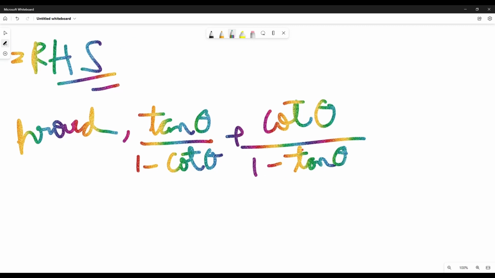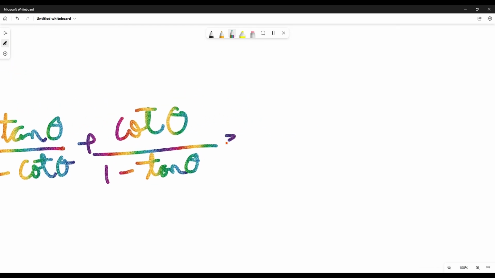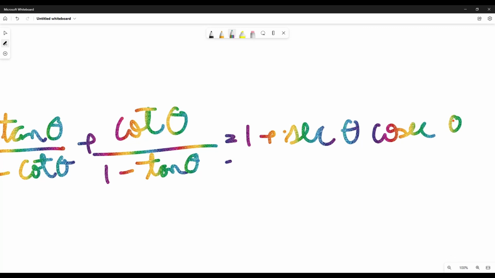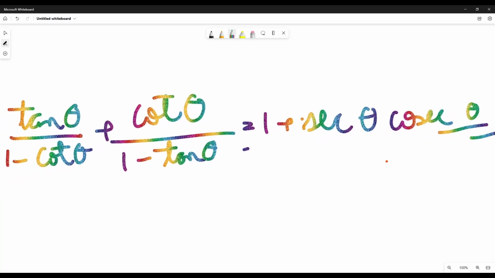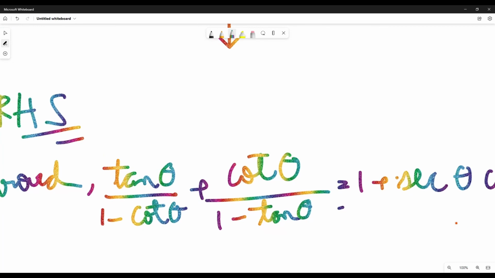So this question was, I think, a pretty easy one, because it did not require much thinking. Like, it required thinking, but it was pretty simple if you just understand the concept well. Then it's not difficult at all. So 1 upon secant theta cosec theta, so hence all of this is proved.